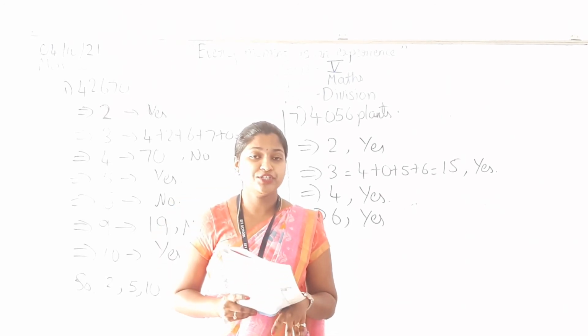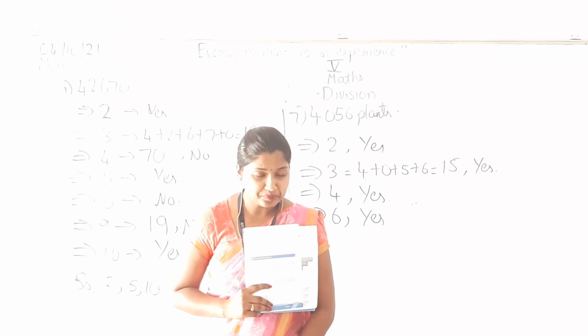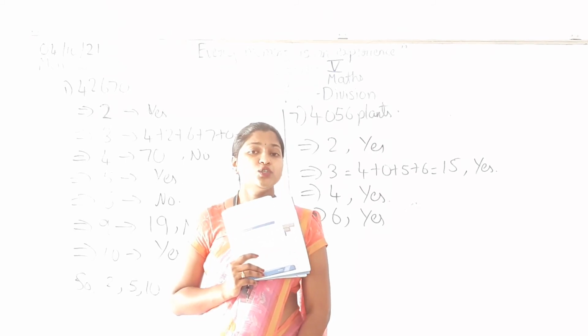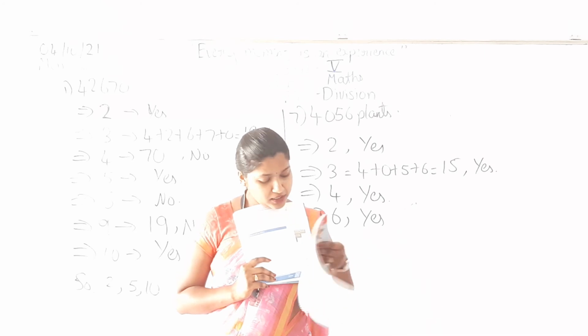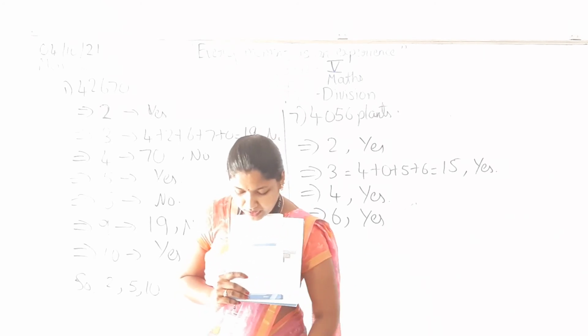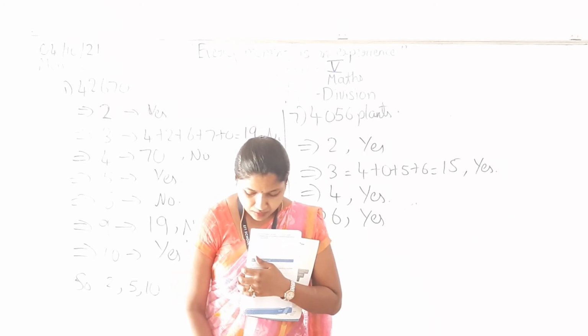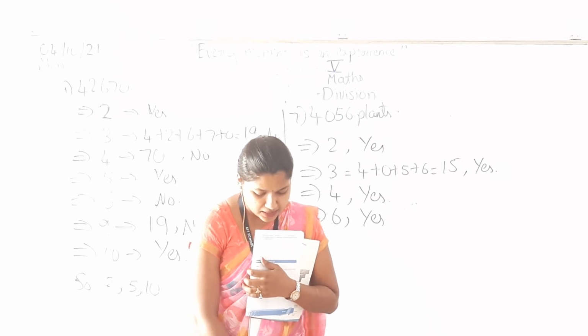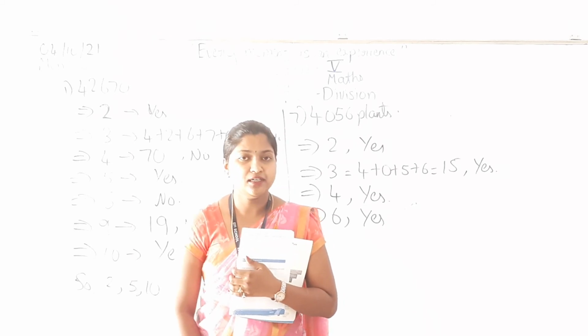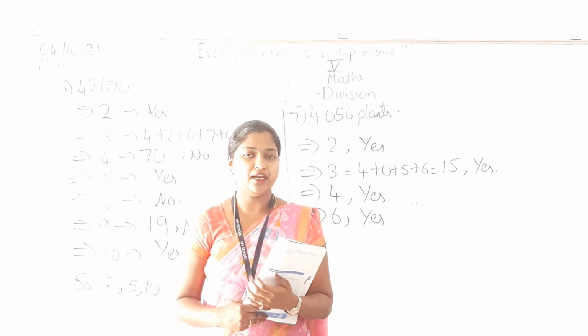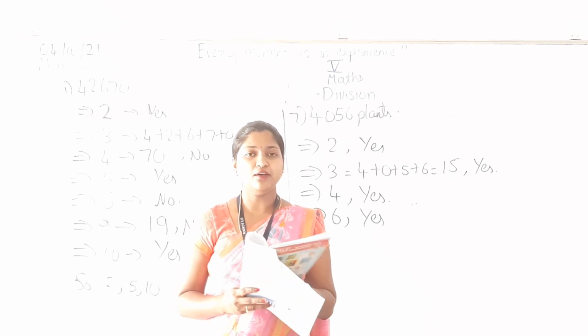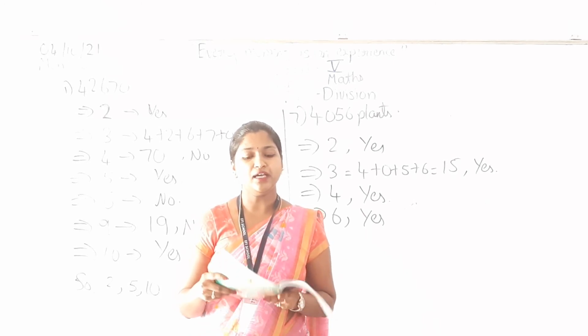You all know the equation, right? For correctness, what is the equation? Tell me, students, what is the equation for correctness? Yes, the equation for correctness is quotient into divisor plus remainder equals dividend. You have to write the quotient, divisor and dividend and find the correctness.